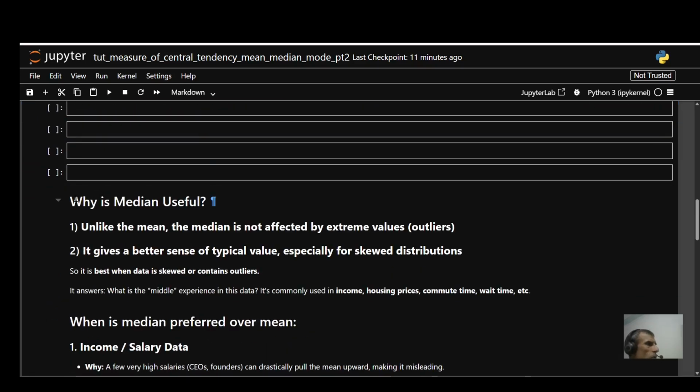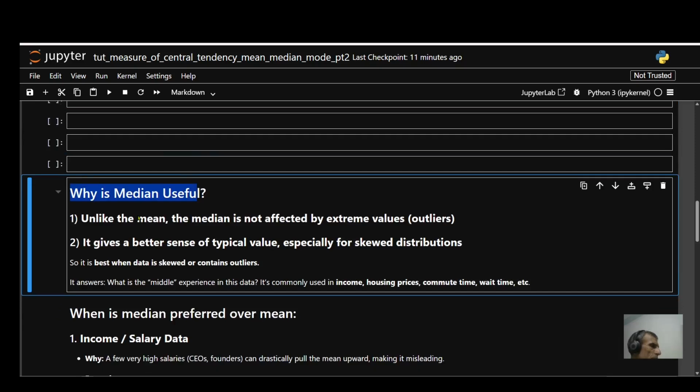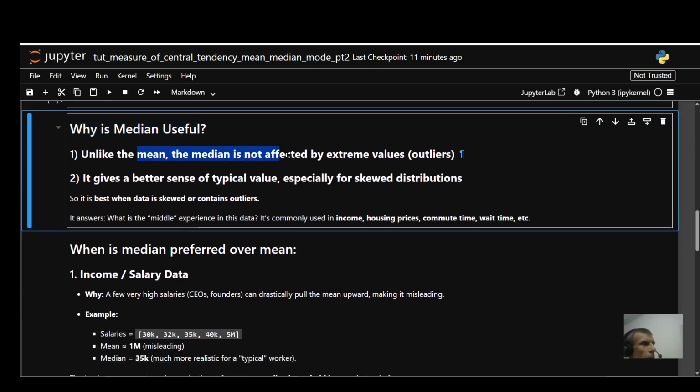All right. So why is median useful? Unlike the mean, your median is not affected by outlier values. Your outlier values would not affect your median. I'll show you an example in a minute. What do I mean by that? Also, it gives you a better sense of a typical value, especially for skewed distributions. And it is best when your data is skewed or contains outliers. That's when you want to use your median.